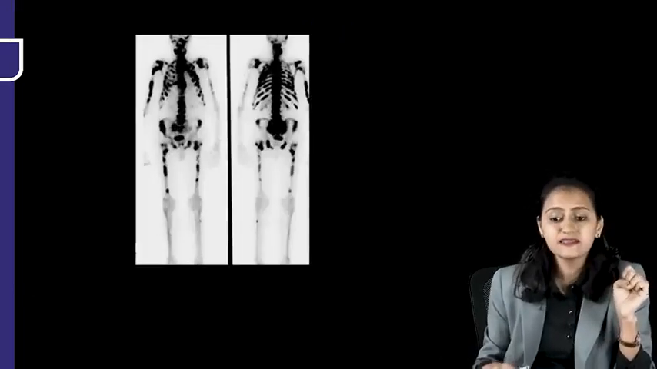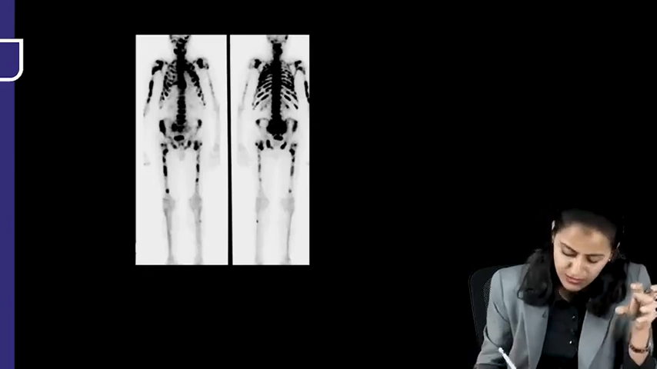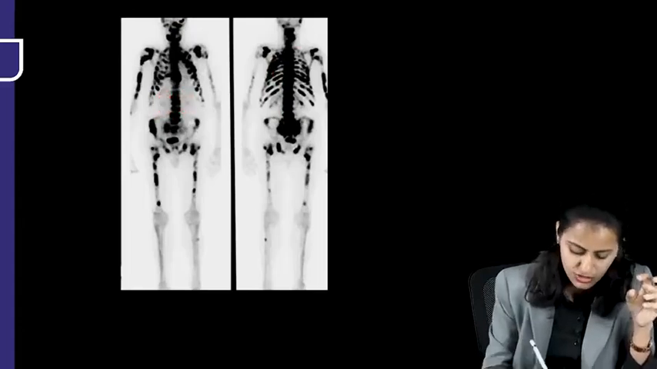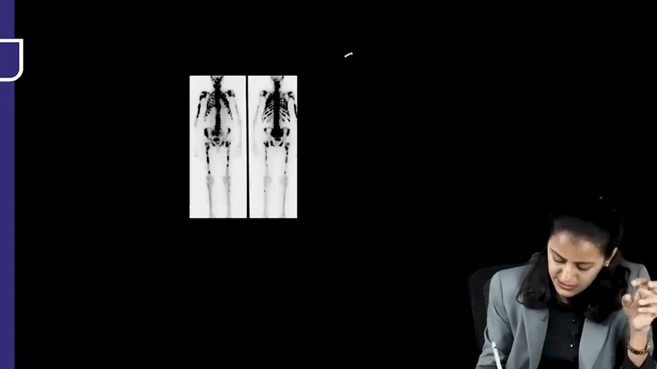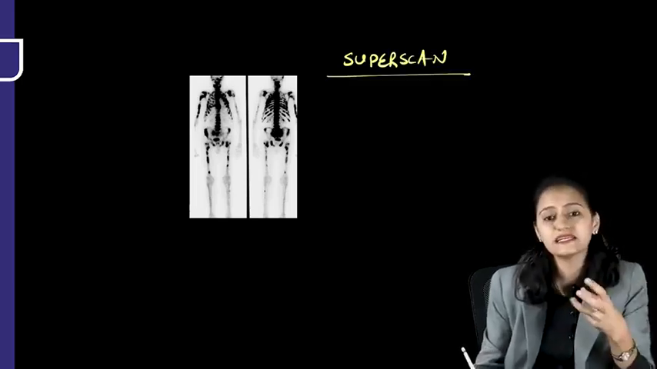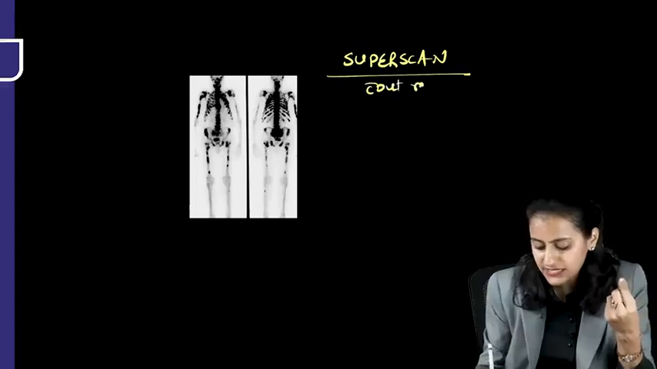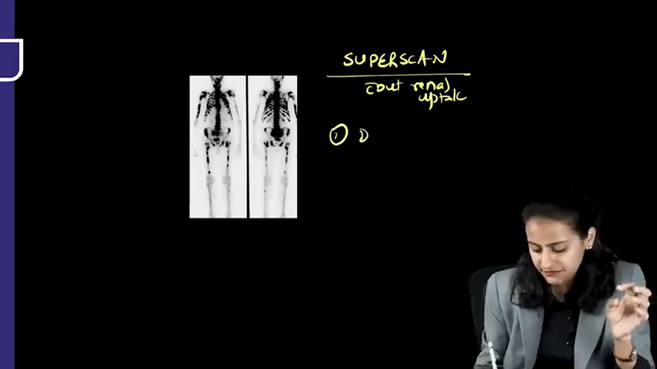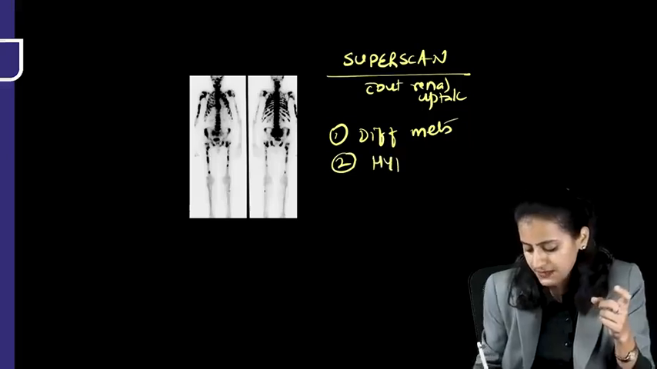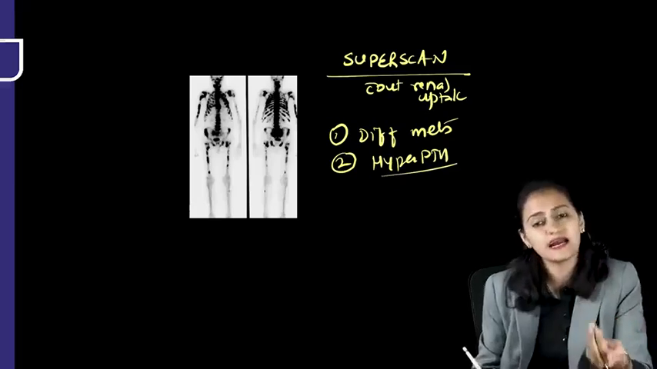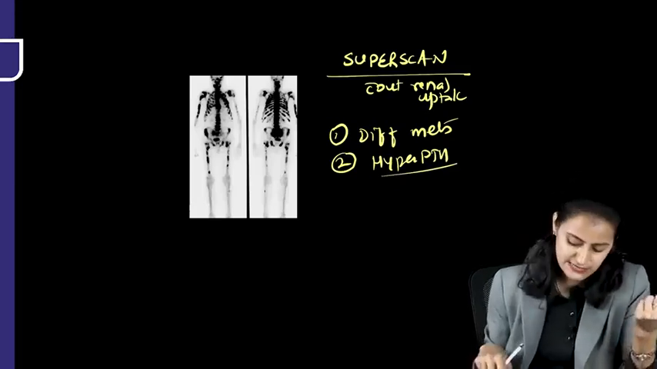Next one, what are we seeing here in the bone scan? So diffuse increased uptake in the bones, and what do we not see is the kidney is not showing the uptake. So this is called as the super scan, right? The diffuse increased bone uptake without the renal uptake. This is seen in which condition? This is seen in diffuse metastasis, or it is seen in hyperparathyroidism, metabolic disorders like hyperparathyroidism, or diffuse metastasis.